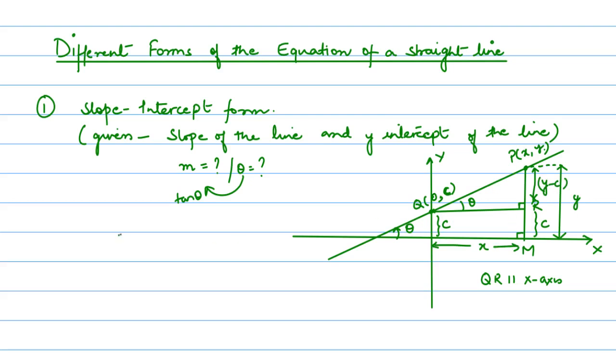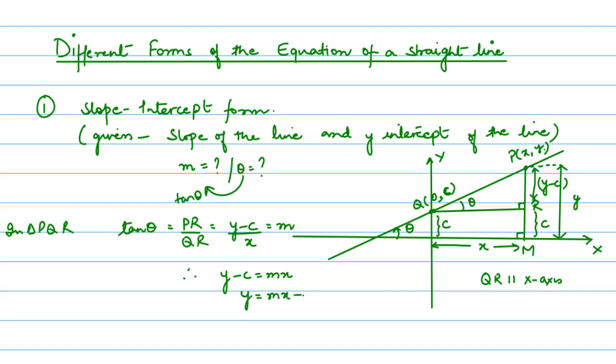Therefore, if we write tan theta in triangle PQR, tan theta is perpendicular upon base, that is PR upon QR. PR is y minus C and QR is x. And tan theta is m, the slope. Therefore, y minus C is equal to m into x. Cross multiplying, we get y is equal to mx plus C, taking C to the right side. This is the equation of the line whose slope and y-intercept are given. This is your first form.